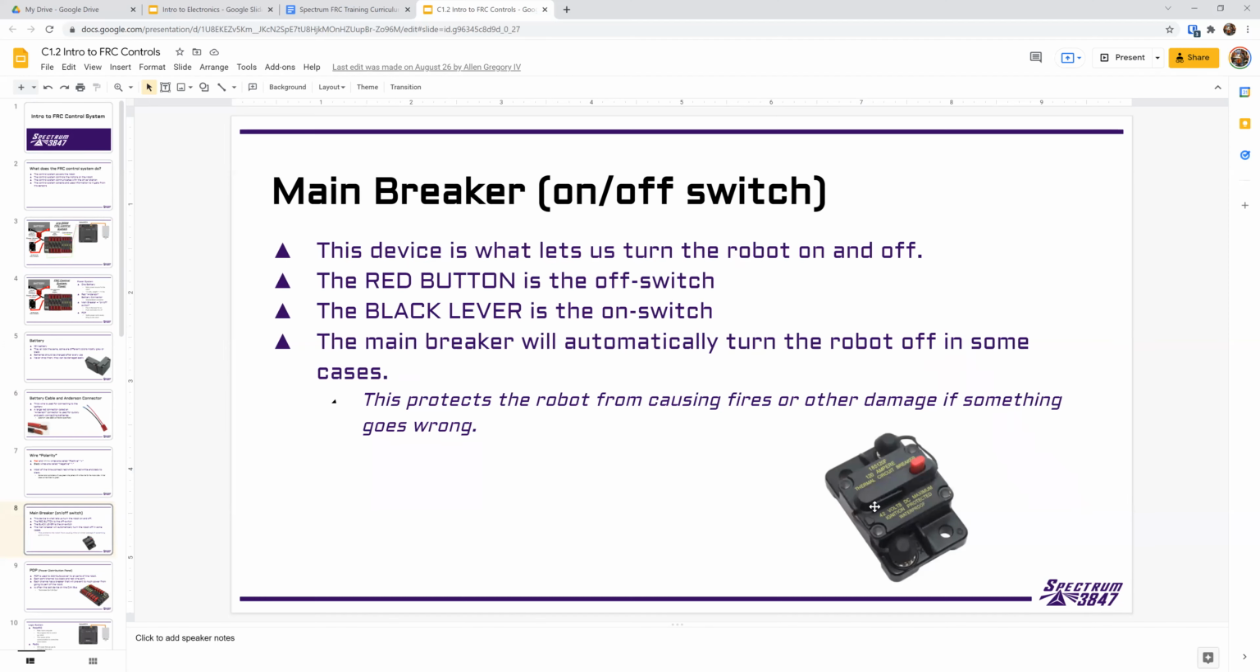And so to turn the robot on, let me see if I can annotate. Yeah. So normally when the robot is off, you'll see that the lever kind of comes out at about this angle here. And then you want to push this lever in that way. And so once you do that, that's what turns on the robot. And then when you push that red button, that pushes the lever back out and breaks it up.